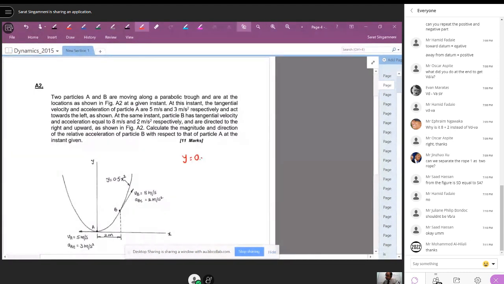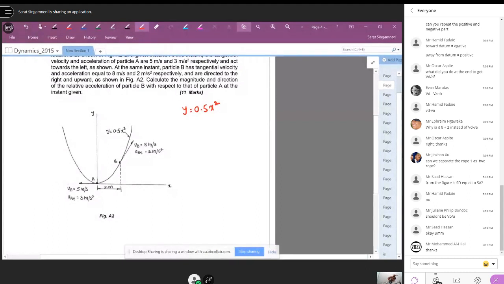Y equal to 0.5 x squared. You differentiate this once, the second time, and use the equation for calculating the radius of curvature at point A and at point B. So you will get answers rho A as equal to 1 meter and rho B as equal to 11.1803 meters. You know how to do it.